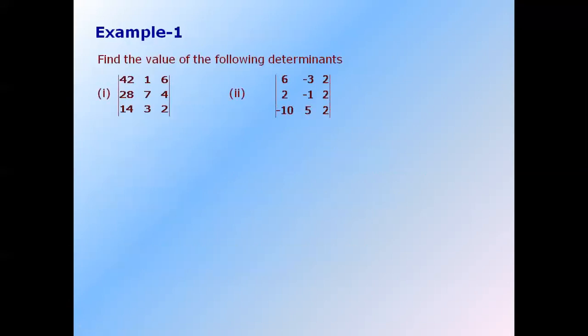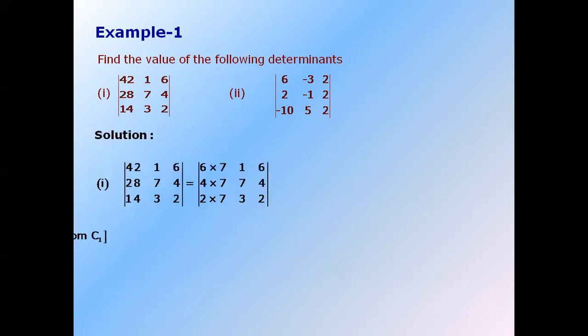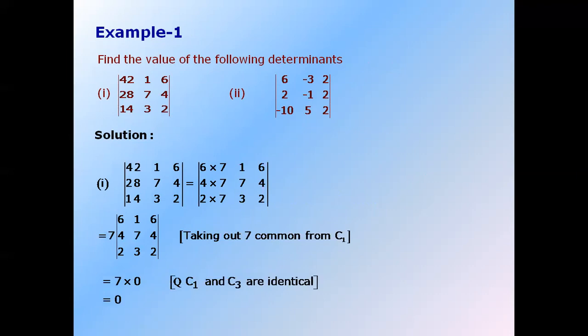Example, find the value of the following determinants. First example is 42, 1, 6, 28, 7, 4, 14, 3, 2. Evaluate this example by using the properties of determinants. First example, look here. This is 42, 28 and 14. This is a scalar multiplication, means 6 into 7, 4 into 7, 2 into 7. 42 is nothing but this, 28 is nothing but 4 into 7, and 14 is nothing but 2 into 7. That is, 7 is common. So we take 7 as a common element.